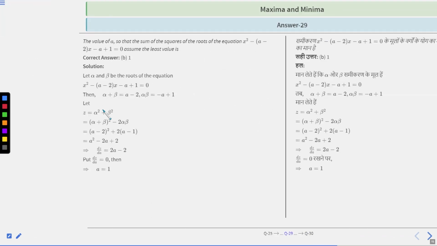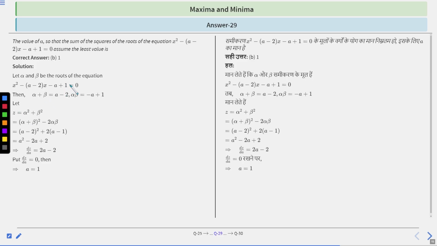Okay, let's move to the solution, part C. Let alpha and beta be the roots of the equation, as we have discussed. So the roots of the equation x square minus (a minus 2)x minus (a plus 1) is equal to 0. Then alpha plus beta is equal to a minus 2 and alpha beta is equal to minus a plus 1.